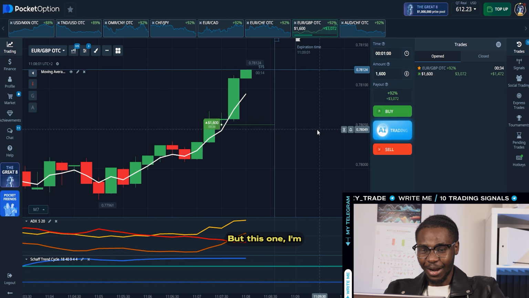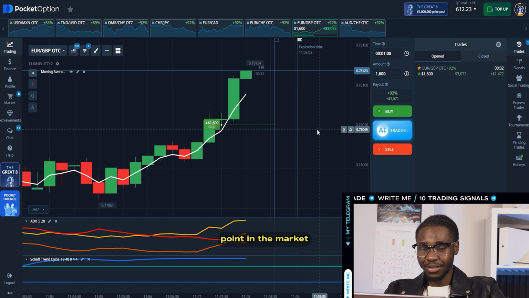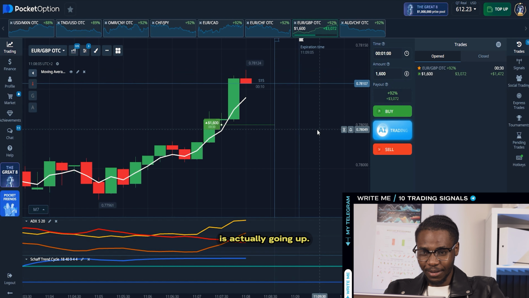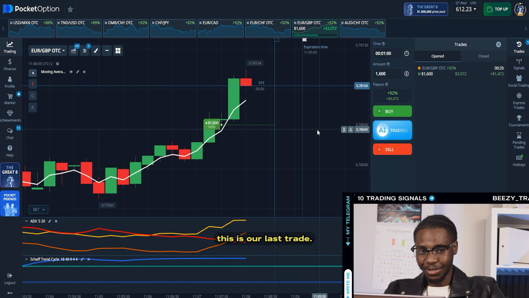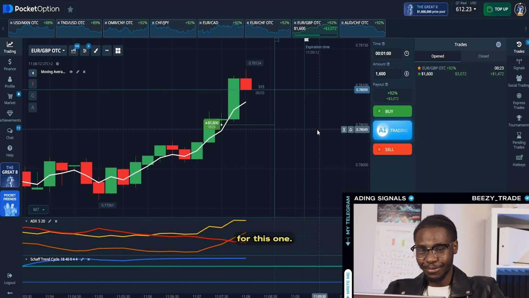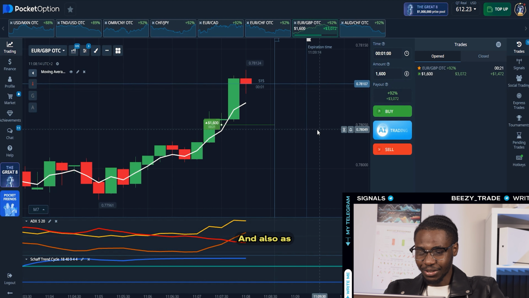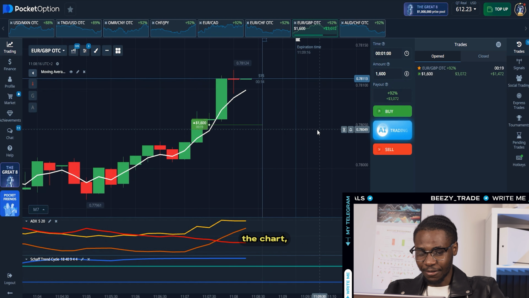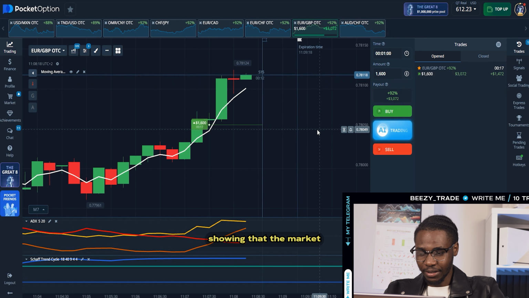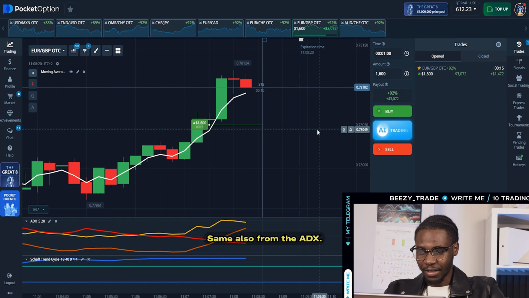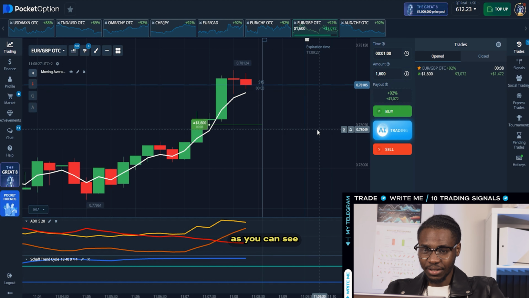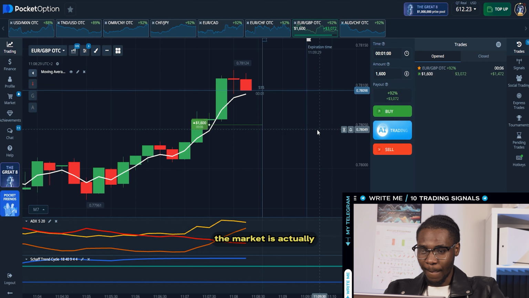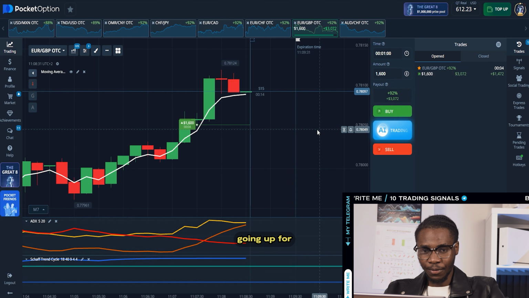But this one, I'm pretty sure I paid attention to the entry point, and the market is going up. So at least I think we have learned from our previous mistakes, and this is our last trade, so it just needs to be perfect. As you can see from the chart trend, it shows the market is going up. Same also from the ADX. Also the lines, especially the moving average, the white line here, show the market is going up, and it has been going up for a while.